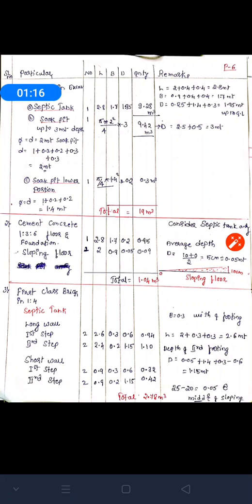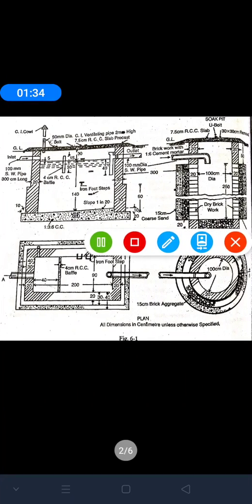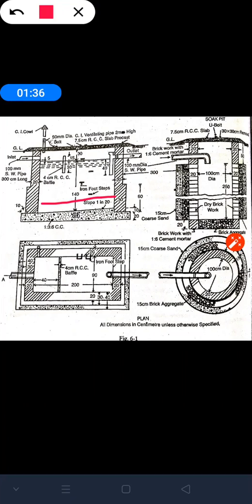Here first we should find out the numbers. Here only one number is there, so one number, and length is 2.8 meter. That is how we got the 2.8 meter. In the remarks column you can see 2.2 plus 0.4 plus 0.4 is equal to 2.8 meter. In this drawing you can see the total inner dimension is 2 meter, plus wall thickness 0.3 on both sides, and here the CC bed is projected 0.1 on both sides. So 2 plus 0.3 plus 0.3 is 2.6, plus 0.1 plus 0.1, it will be 2.8 meter.